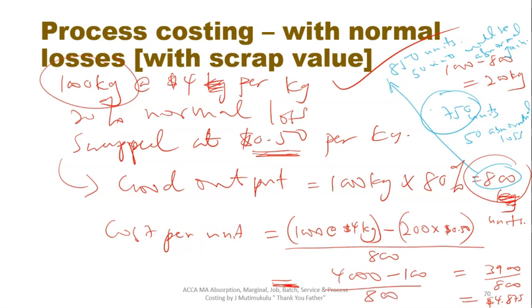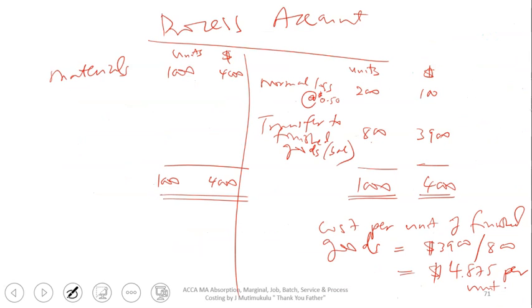I'm sure we are together, because although they are abnormal gains, they are just the good output as the normal goods which have been produced within our budgeted expectations. All right, so we can just get through this example and illustrate this point.